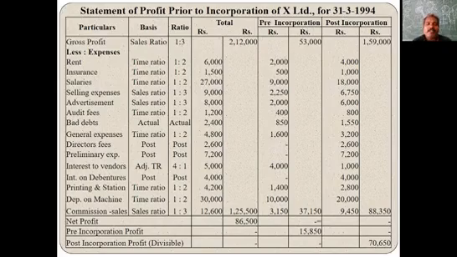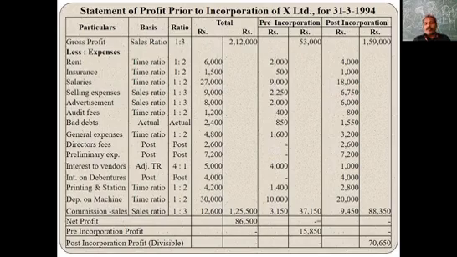Then less expenses. Rent, time ratio: 6,000, 2,000, 4,000. Insurance, also time ratio: 1,500, 500, 1,000. Salaries, also time ratio: 27,000, 9,000, 18,000. Selling expenses, sales ratio of 1:3: 9,000, 2,250, 6,750. Advertisement comes under the category of sales ratio: 8,000, 2,000, 6,000. Then audit fees, time ratio: 1,200, 400, 800.